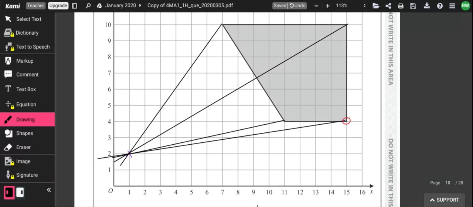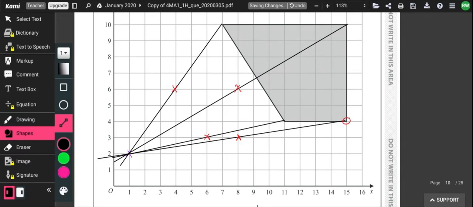If we go from the center, that's 1, 2, 3, 4, 5, 6, 7, 8, 9, 10, 11, 12, 13, 14 squares. So 1, 2, 3, 4, 5, 6, 7 puts that there. That will allow us to work out the rest of these like that, making sure that we connect these up with a ruler.